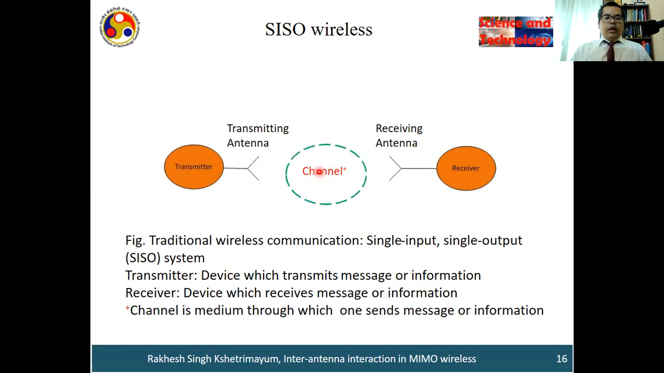How many inputs will it have? It will have input from only one transmitting antenna of the transmitter. It will have output to only one receiving antenna of the receiver. So that's why it is a single input, single output system. We call traditional wireless communication a single input, single output system.